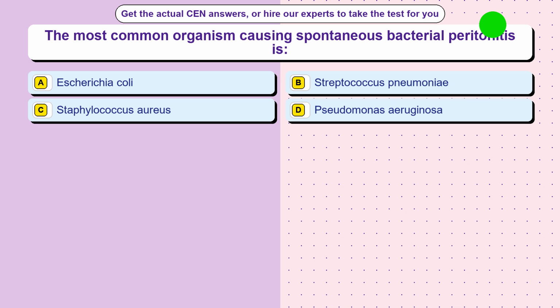Question 15. The most common organism causing spontaneous bacterial peritonitis is: Option A, Escherichia coli. Option B, Streptococcus pneumoniae. Option C, Staphylococcus aureus.